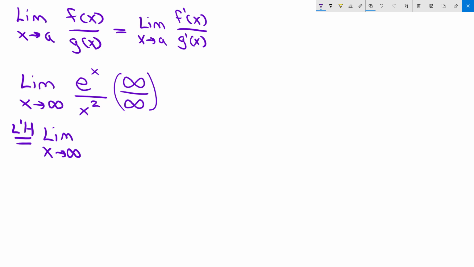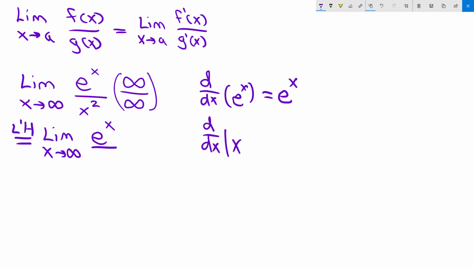And thinking about our side work, the derivative of e to the x, well, that's the nicest derivative there is. It's just the same function out of it. So the numerator actually stays the same. And the derivative of the bottom, x squared, well, that's the power rule, right? So power comes down, decrease the power by 1, so we get 2x in the denominator. And now we evaluate this limit to see if that reveals anything.